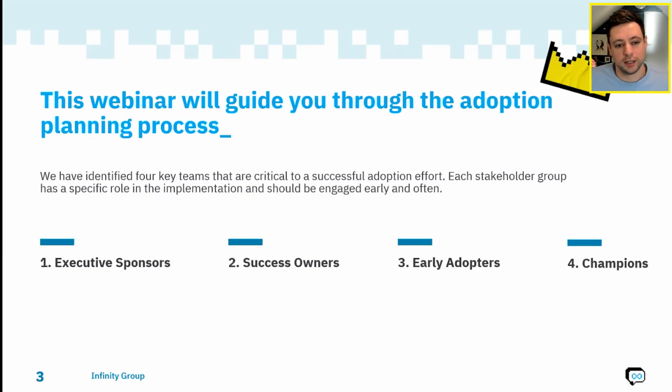So here we're looking at the key teams that are going to be involved in this project. So we've got our executive sponsors, success owners, our early adopters, and our champions. So how do we find out who the right people are for those roles, and how do we support them through the process? That's what we're going to learn and understand today.